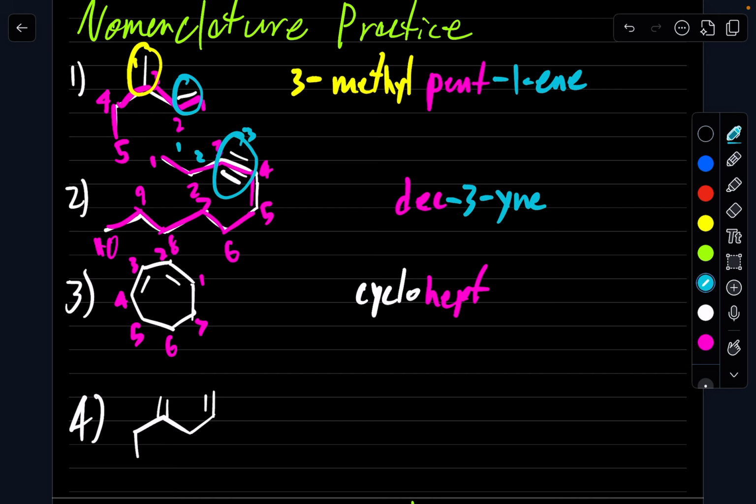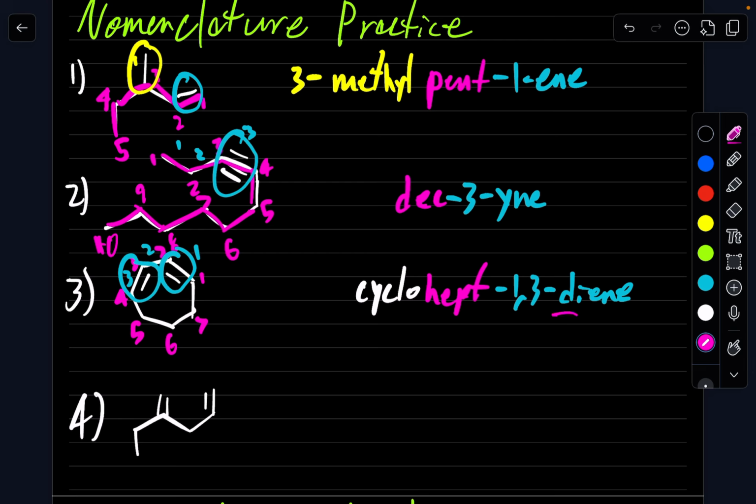And this time there are 2 double bonds, one here and one here, on bonds 1 and 3. So in this case, it's called a diene. All right, so 1,3-diene. And also, when there's a di here, or tri, or anything like that, you re-add a vowel in here so that it just sounds nice. So the answer is going to be cyclohepta-1,3-diene.